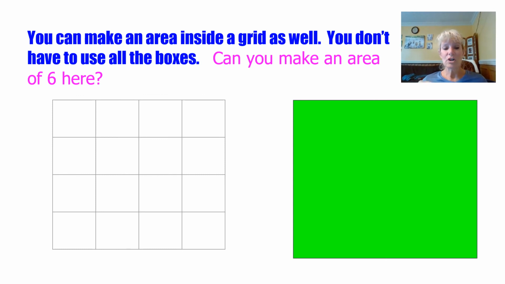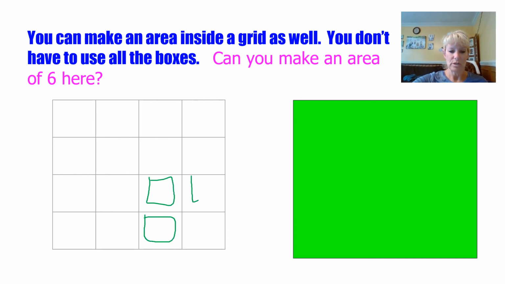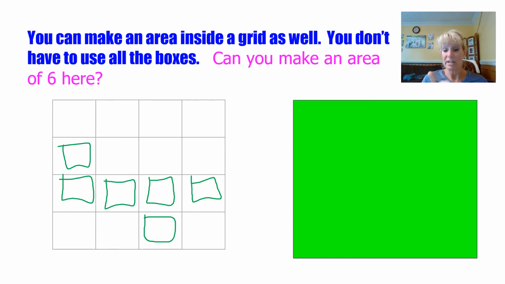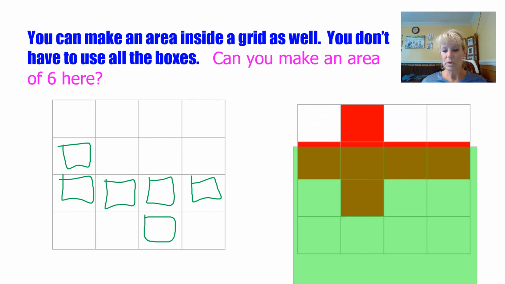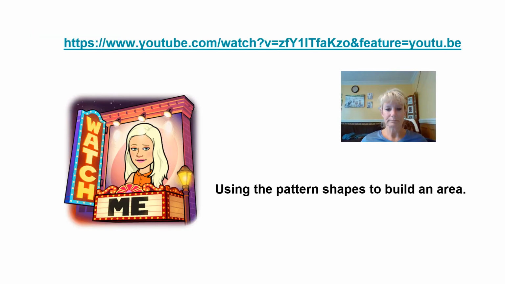All right. You can also make an area inside a grid as well, and you don't have to use all the boxes. So can you make an area of 6 here? So I'm going to just go ahead and fill in an area of 6. There's lots of ways you could do this. Here's 1, 2, 3, 4, 5, 6. That would work because they're all connected, and I would color those in. There's a number of different ways. Here's one that I did that is an area of 6. I have 2 different kinds of doing an area of 6.